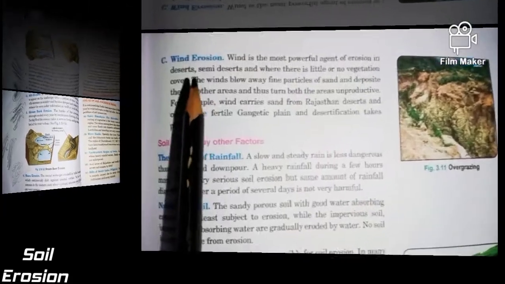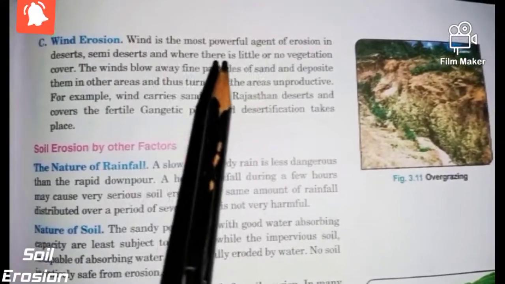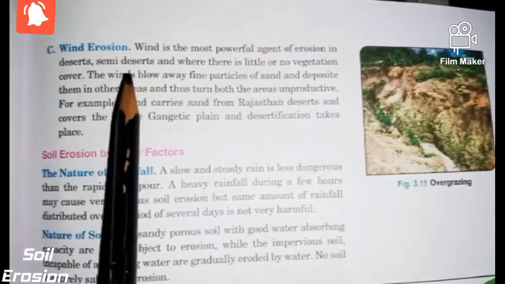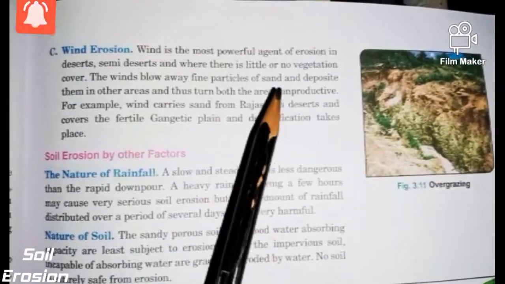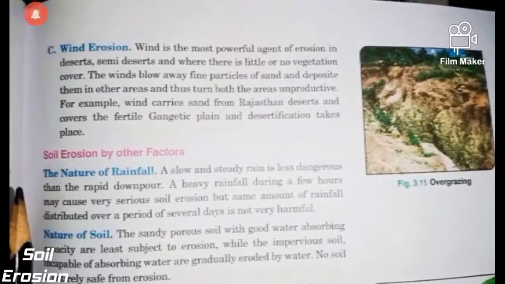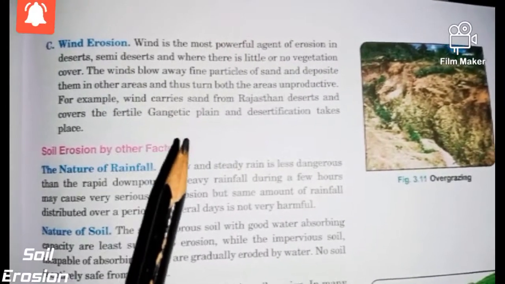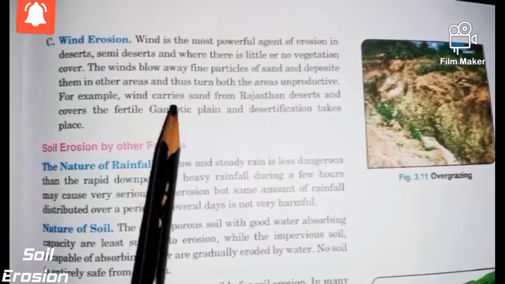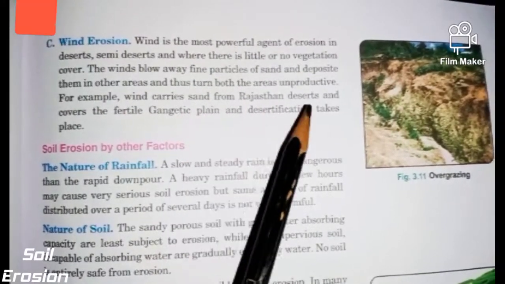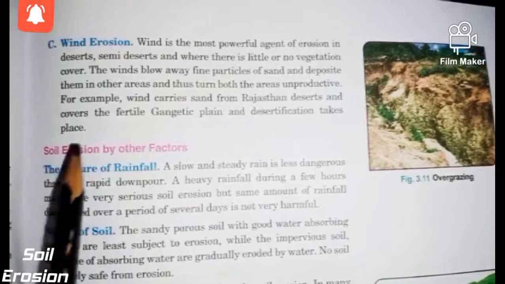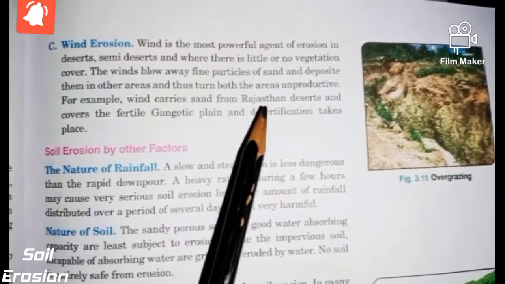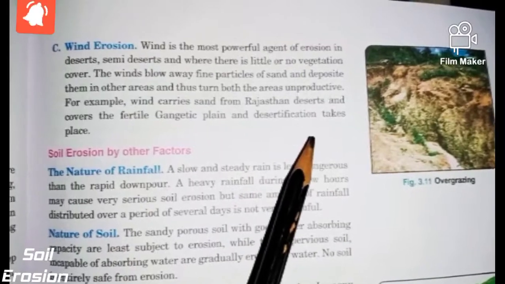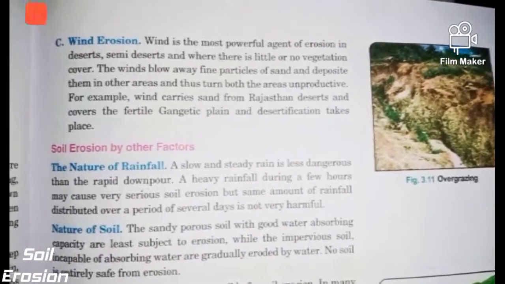Study about wind erosion. As it is caused by the wind, and wind is one of the most powerful agents of erosion, it occurs mostly in desert and semi-desert areas where little or no vegetation is available. Here the wind blows away the fine particles of sand and deposits them in other areas, and thus turns both areas unproductive. For example, the wind carries sand from the Rajasthan deserts and covers the fertile Gangetic plains. This desertification takes place over there.